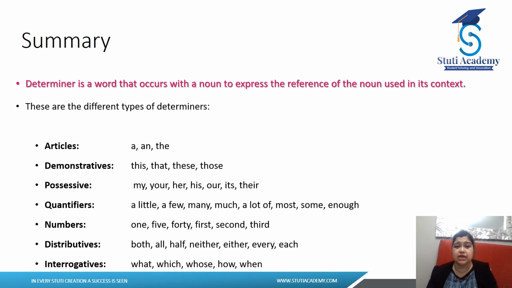Very easy to understand and easy to gain marks in your exams. Keep practicing them. And I would suggest you go through our revision notes and our practice notes so that you are able to get more confidence and command over determiners.